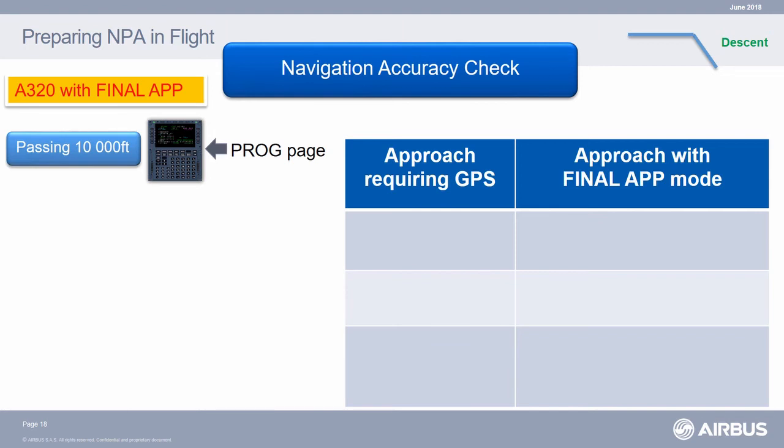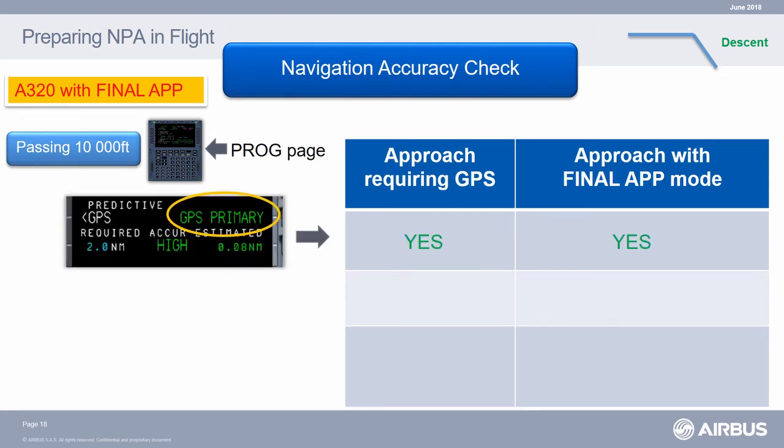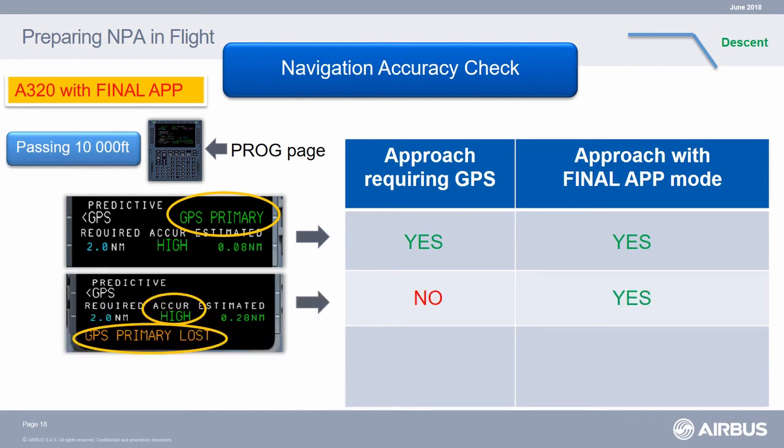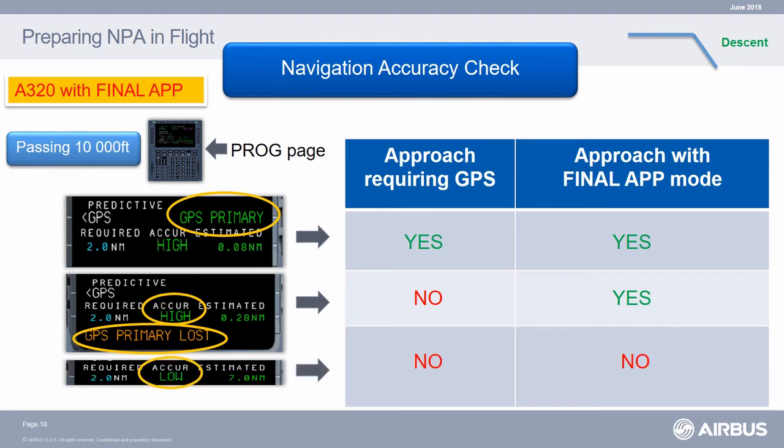If you have the GPS primary available, it means that you can fly your approach requiring the GPS, and you can use the final APP mode. If you have GPS primary lost, but the navigation accuracy is still high, you cannot fly an approach requiring GPS, but you can use the final APP mode with raw data. And if you have low accuracy, it means that you cannot fly an approach requiring GPS and you cannot use the final APP mode. You will have to revert to a full selected guidance in this case.